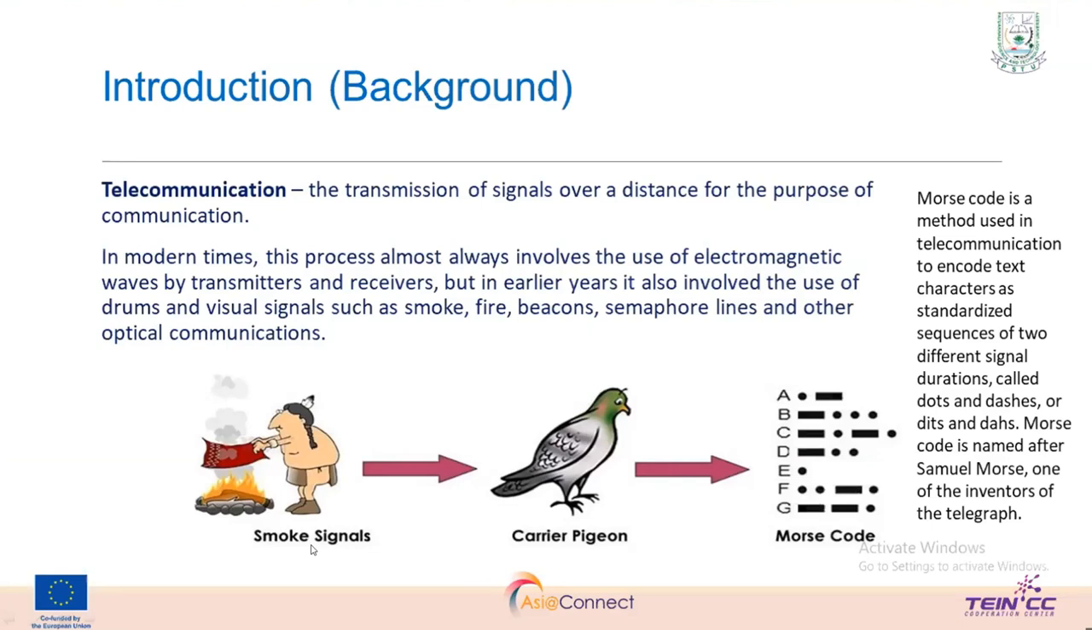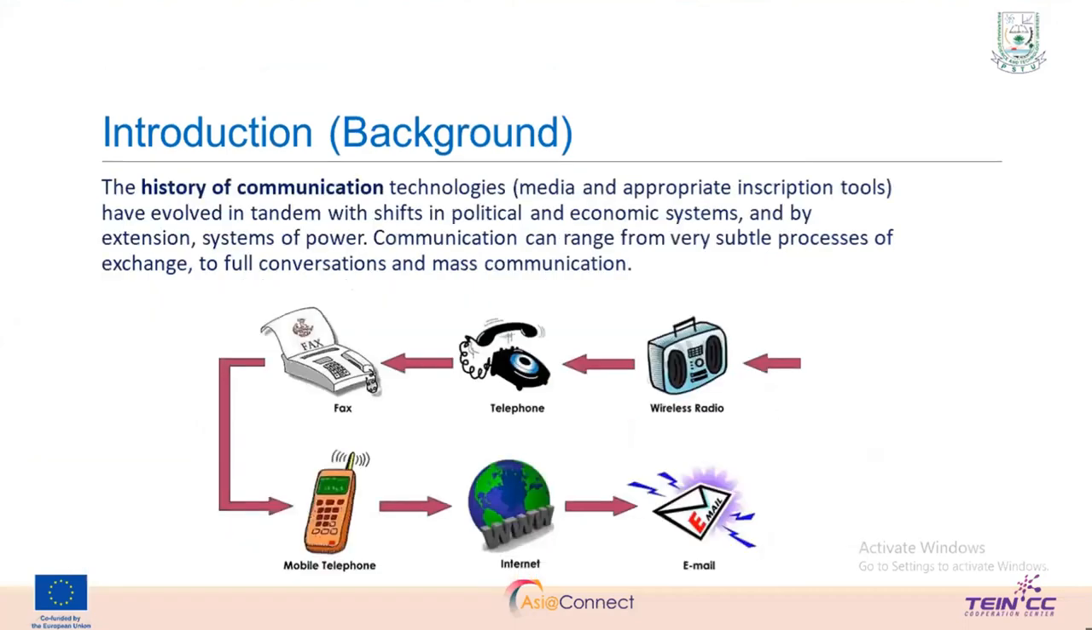Morse code is a method used in telecommunication to encode text characters as a standardized sequence of two different signal durations called dots and dashes, or dits and dahs. Morse code is named after Samuel Morse, one of the inventors of the telegraph. The history of communication technology has evolved in tandem with shifts in political and economic systems, and by extension, systems of power. Communication can range from very subtle processes of exchange to full conversation and mass communication.